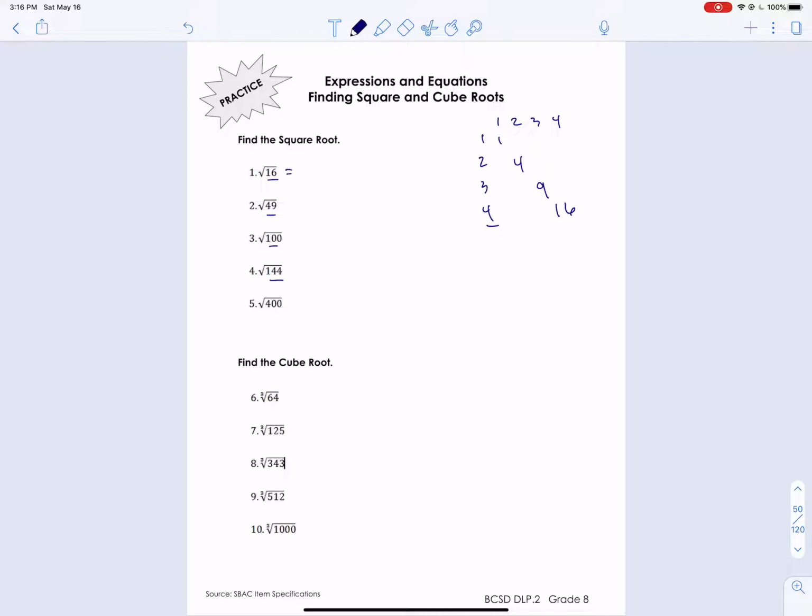So the square root of 16 is 4. So remember, it just means what two numbers that are the exact same are going to multiply to make 16. And the only thing that works is 4. 4 times 4 is 16, so the square root of 16 is 4.